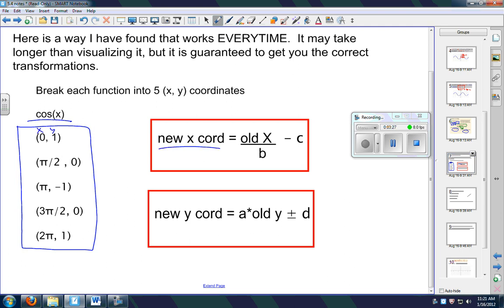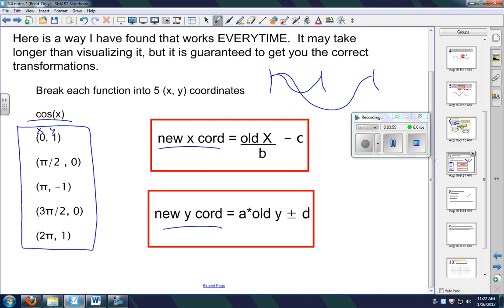If you want to find the new x-coordinate, take your old x-coordinate and divide it by b, because the only thing that's going to move things in the x direction are the period and the c. So c, again, is a left-right shift. B tells us how long horizontally it takes to get through. Does the whole graph happen in this, or does the whole graph happen in this? Those are things that change x-coordinates.